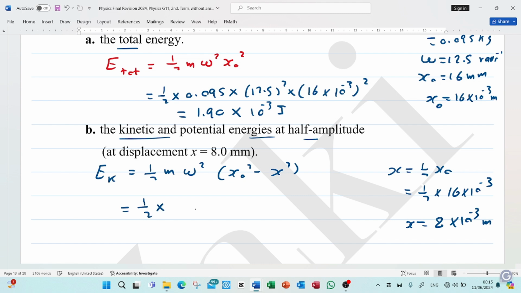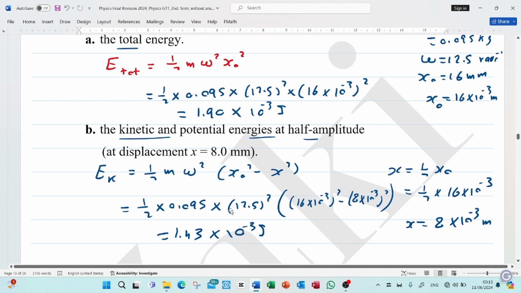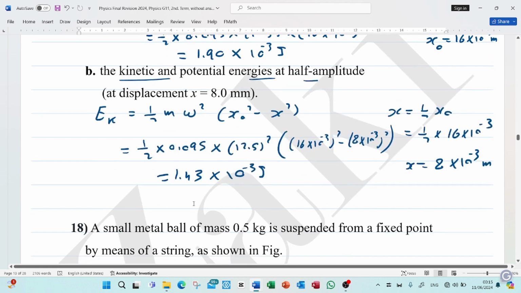Substitute: half multiplied by m, which is 0.095, multiplied by omega, which is 12.5, squared, multiplied by x naught, 16 times 10 to the power negative 3, squared, minus x, 8 times 10 to the power negative 3, all squared. By using the substitution, the answer will be 1.43 multiplied by 10 to the power negative 3 joule. We need here the potential energy. This is the total energy.